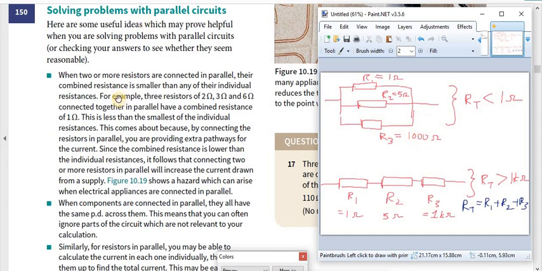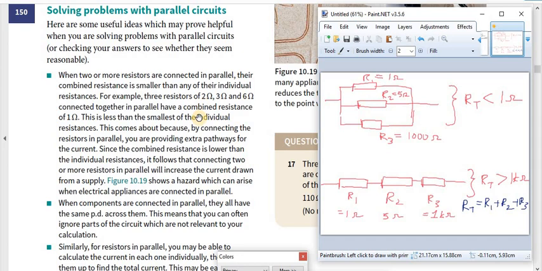Okay, here are some more examples. When two or more resistors are connected in parallel, their combined resistance is smaller than any of their individual resistances. For example, three resistors of 2 ohm, 3 ohm and 6 ohm connected together in parallel have a combined resistance of 1 ohm. Again, you can use the formula 1 over R equals 1 over R1 plus 1 over R2 plus 1 over R3, and then you will get a value which is 1 ohm, and you can see 1 ohm is less than the least resistance, which is 2 ohms.